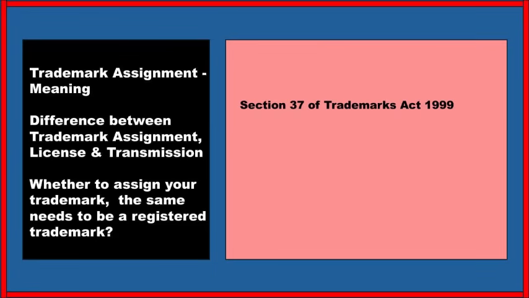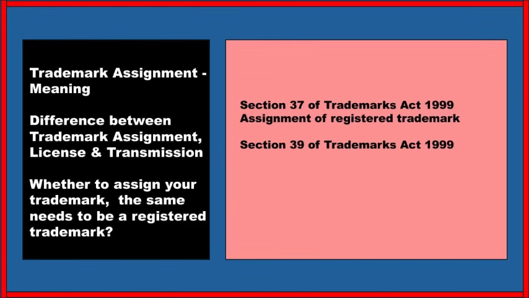This is what Section 37 of the Trademarks Act 1999 deals with. But Indian law does not stop there. A trademark at the application stage, or even an unregistered trademark, can also be assigned. This comes from Section 39, which makes it clear that trademarks are assignable even if not registered. So remember this clearly: a registered trademark is assigned by the registered proprietor, a pending trademark is assigned by the applicant, and an unregistered trademark can also be assigned.